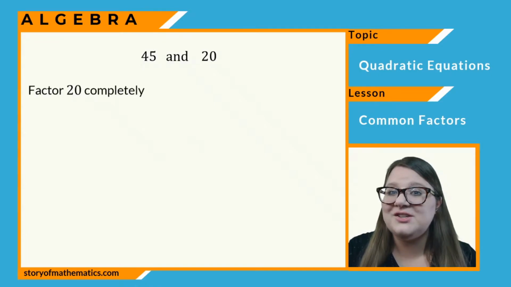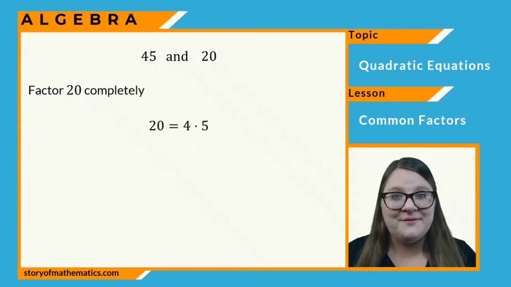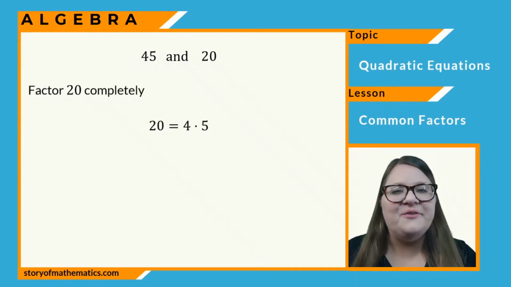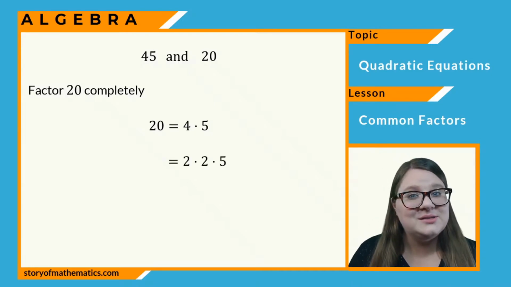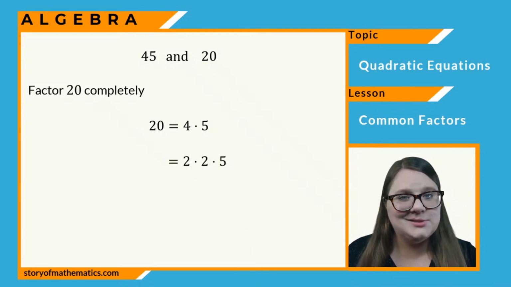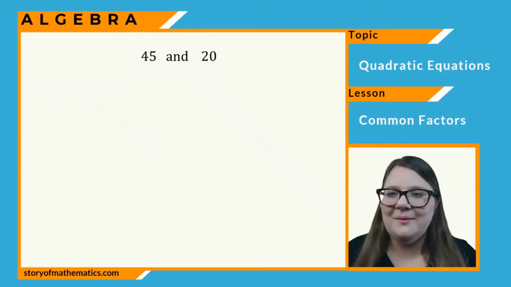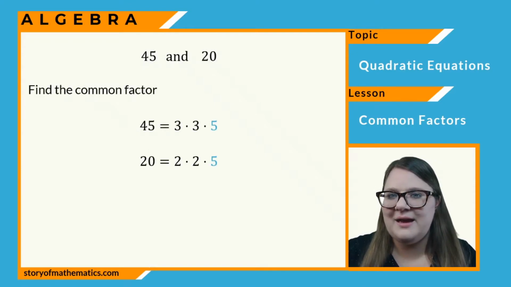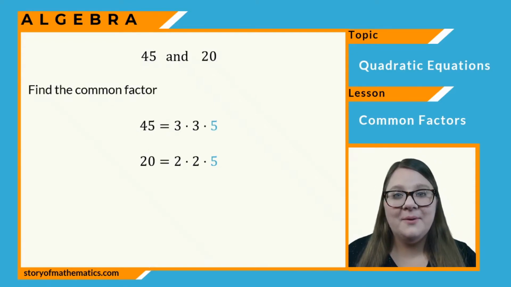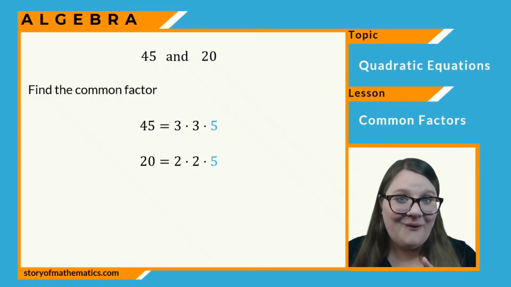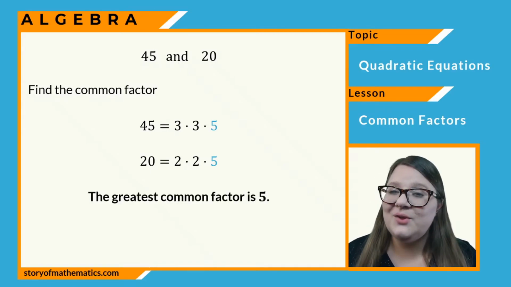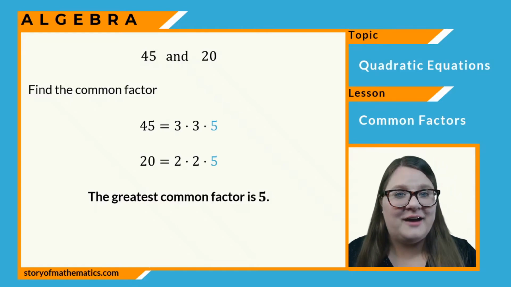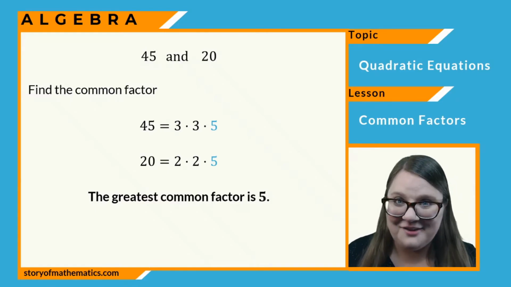Now I can also factor 20 completely, and my first thought is 4 times 5, but 4 can be broken up more into 2 times 2. So 20 is 2 times 2 times 5. Now I'm going to compare these two. I'm going to see what factors they share. Now they both have a 5, and since that's the only number they share, we can say the greatest common factor of 45 and 20 is 5.